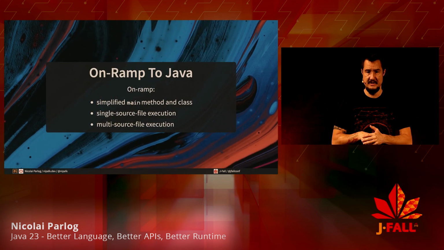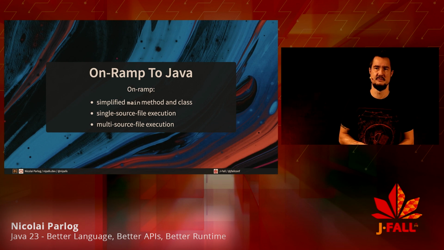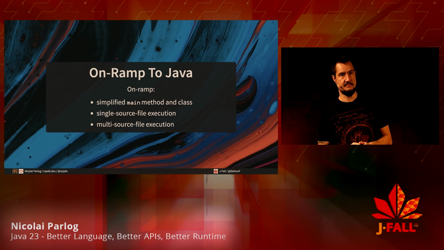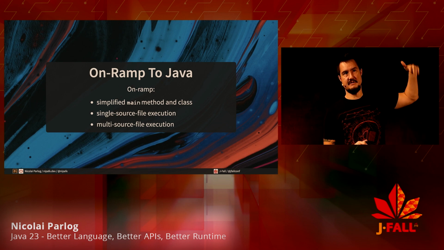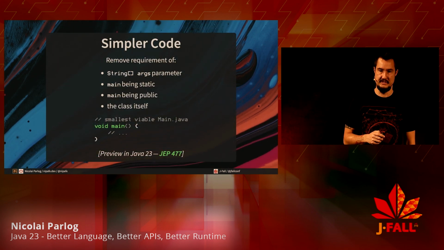So Java needs an on-ramp, some way to get from "I don't know Java" to "okay, I'm halfway decent at this, and I'm doing things, solving problems." And this is the part of that ramp that I want to talk about: simplified main method and class, the single source file execution and the multi-source file execution.